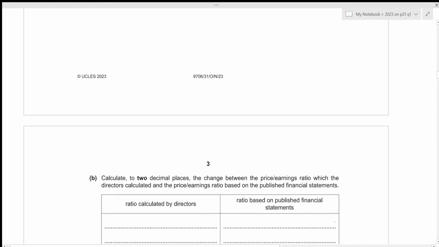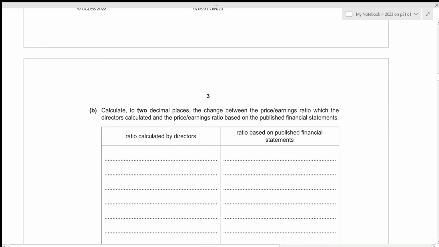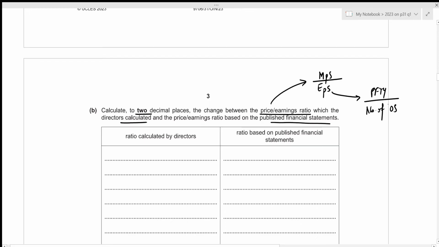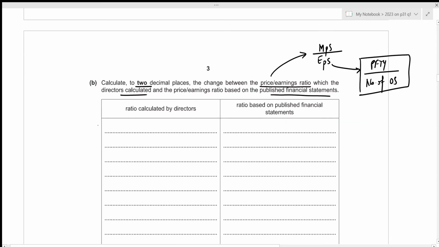Let's have a look at our second question. We now need to calculate to two decimal places the change between the price earnings ratio, which the directors calculated, and the price earnings ratio based on the published financial statements. So the formula for price earnings ratio is just going to be the market value per share divided by the earnings per share. And the formula for earnings per share is just going to be profit for the year divided by the number of ordinary shares. So we first need to calculate this ratio, which is the earnings per share.